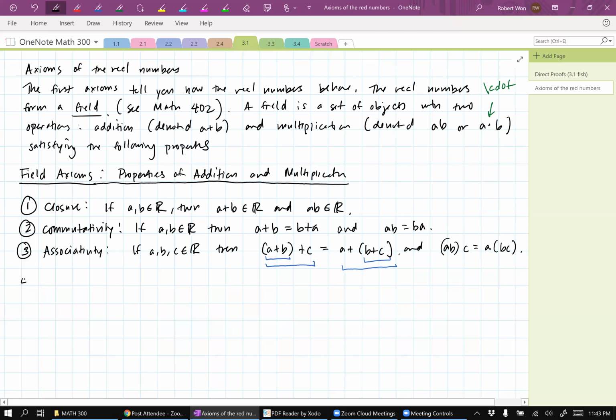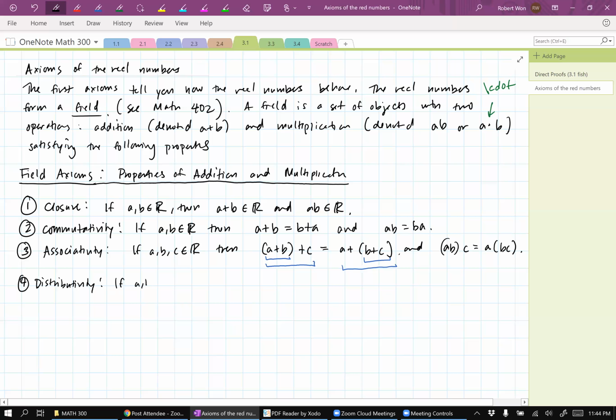Okay, the fourth axiom is called distributivity. And distributivity is an axiom that tells you how addition and multiplication interact with one another. Right, so these first three axioms were just a statement about addition and a separate statement about multiplication. So it just said, this is how addition works, this is how multiplication works. The distributivity axiom explains how addition and multiplication interact with one another.